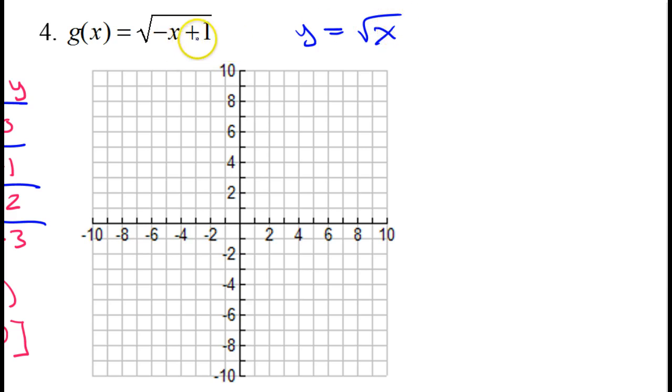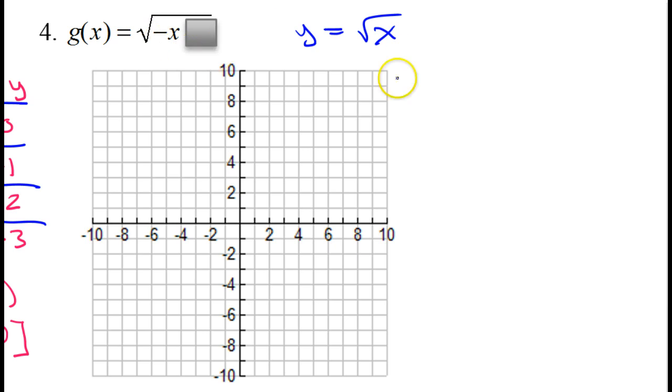Let's graph the function that we would have if we didn't have any addition or subtraction. So basically, see this +1 right here? Imagine that we took that +1 out of the problem. Okay, I'm just taking that out for a second. Alright, so now I just have the square root of -x. This is very similar to the square root of x, all we have to do is figure out how to handle the negative sign.